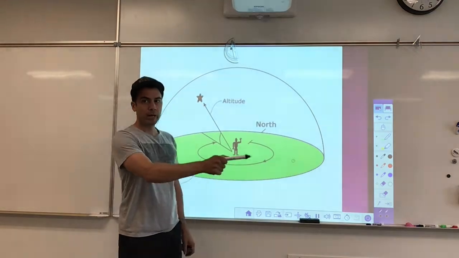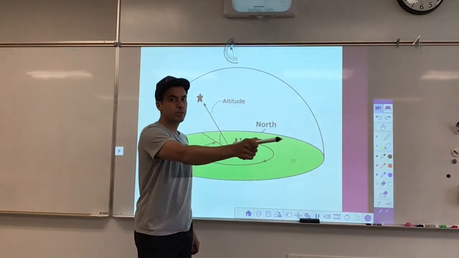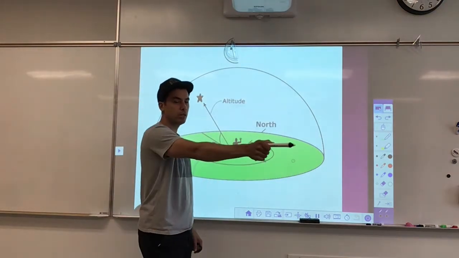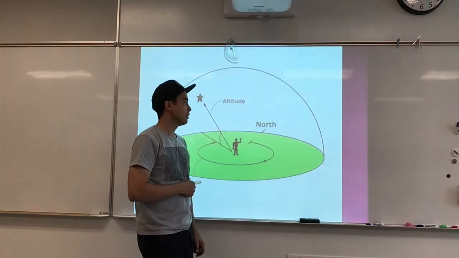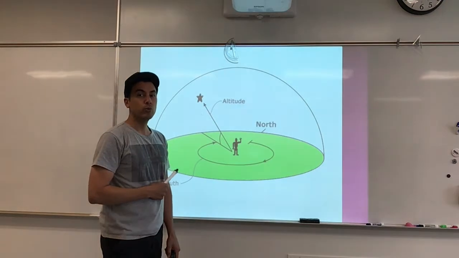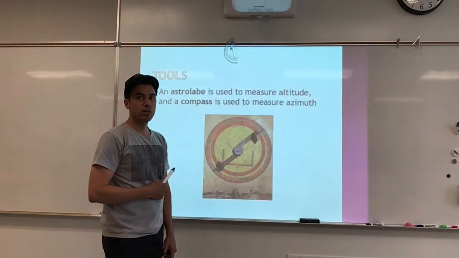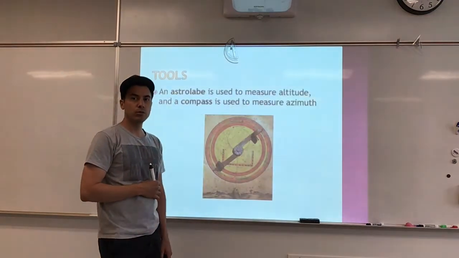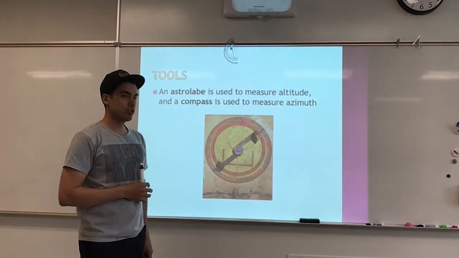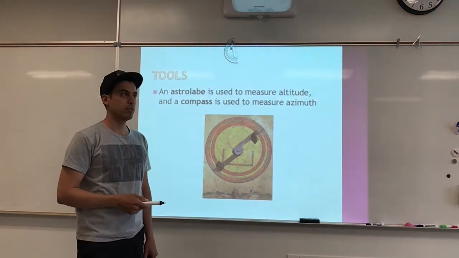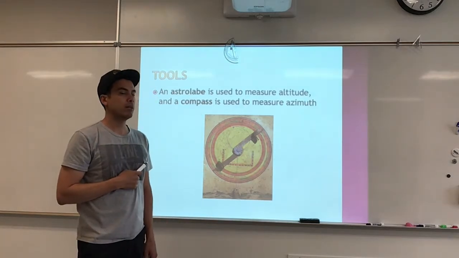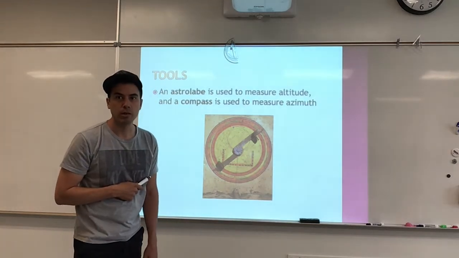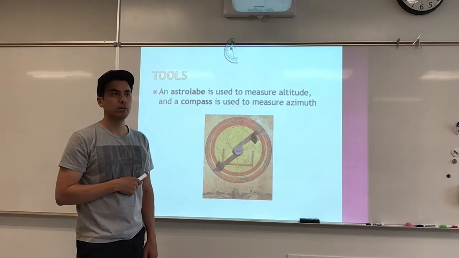So first we name our azimuth, what direction we need to point, and then we talk about our altitude, how high is it in the sky. That's one way of locating stars. There are two instruments that you can use to do this. There is the Astrolab, that is a device that can measure altitude, and you can just use a compass. Just use a compass on your phone to get your azimuth.